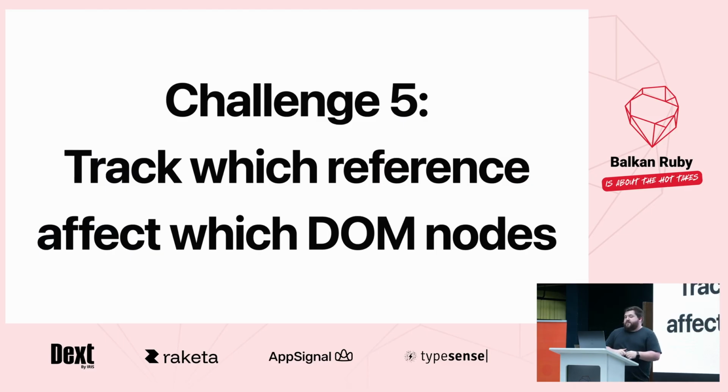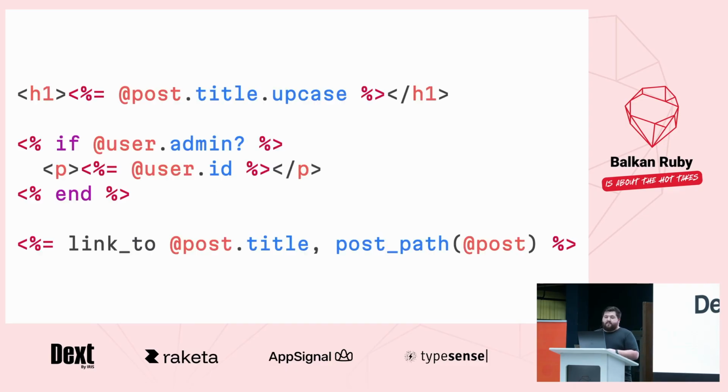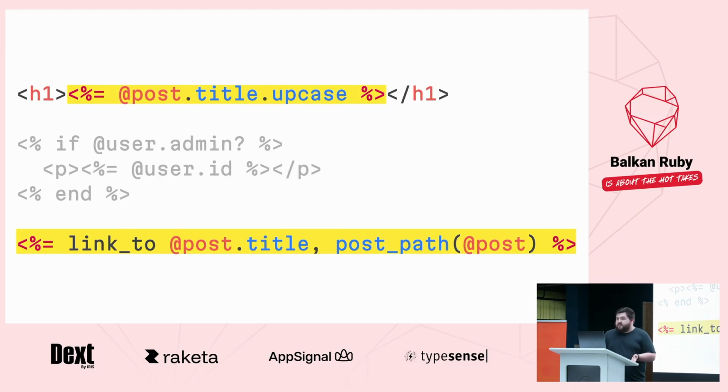The last challenge was to track which reference is going to affect which DOM nodes in your browser. And for this, we need to build a reverse dependency index. What this means is, whenever post changes here, we want to see where post is being used. So we can see here, post is being used in these two places. But for us to be able to update that the post title changed, we also need to know it's inside this h1 tag. So we need to look at both the h1 tag and the content of it to be able to update the browser.